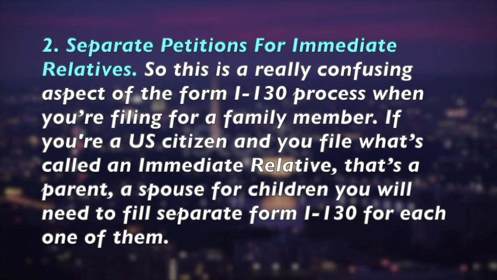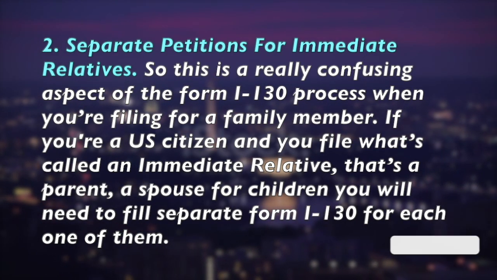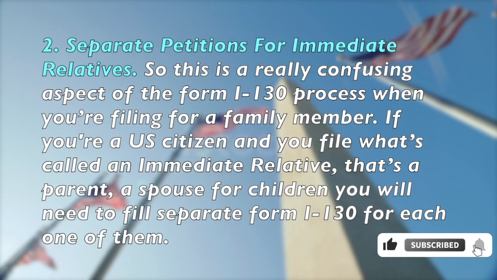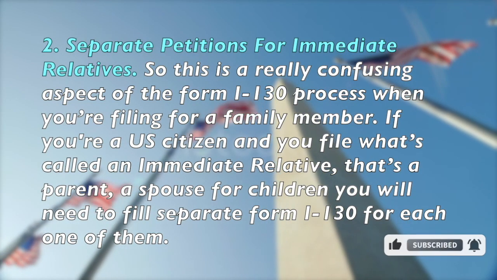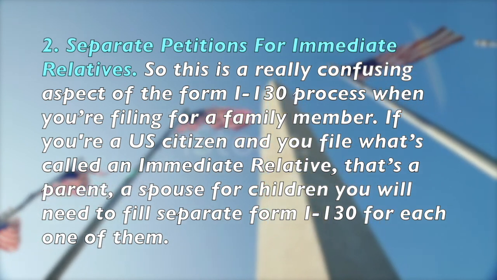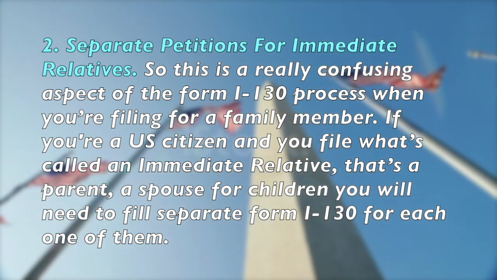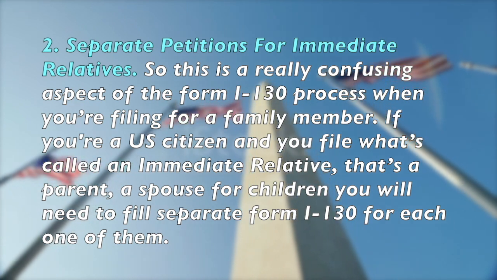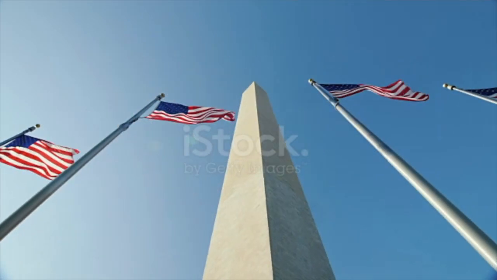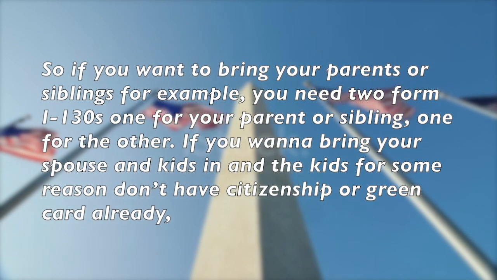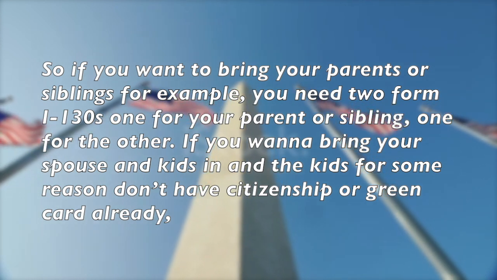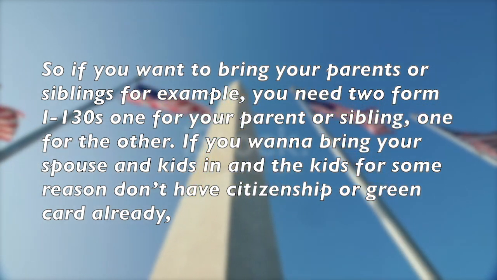2. Separate petitions for immediate relatives. This is a really confusing aspect of the Form I-130 process when you're filing for a family member. If you're a US citizen and you file what's called an immediate relative, that's a parent, a spouse, or children, you will need to file a separate Form I-130 for each one of them. So if you want to bring your parents or siblings, for example, you need 2 Form I-130s. One for your parents or sibling, one for the other.